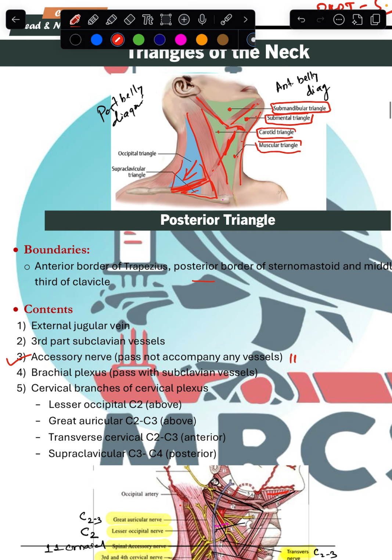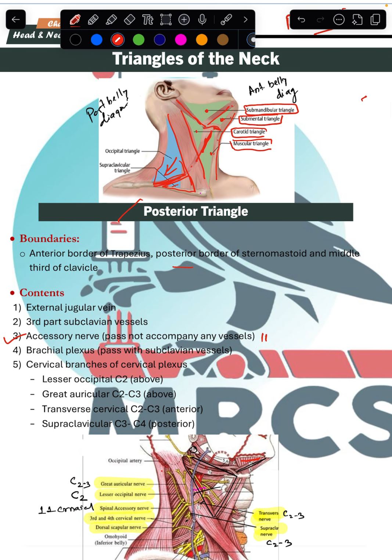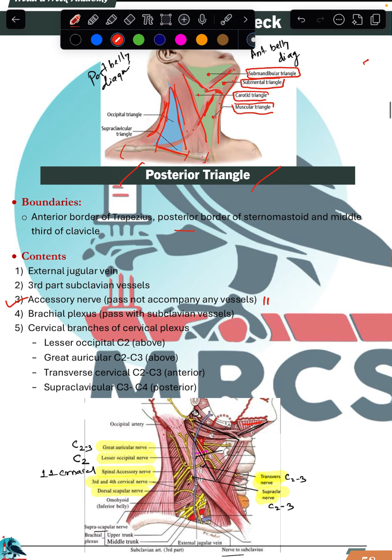So if you want to go directly for the posterior triangle, now this is about the posterior triangle. Anteriorly you see the anterior border of trapezius. This one is the posterior triangle. It is forming like this. So this is trapezius muscle. So the anterior border of trapezius forms the posterior border. Then the anterior border is formed by the posterior border of sternocleidomastoid, and this is the middle third of the clavicle. This is one, this is second, and the third.